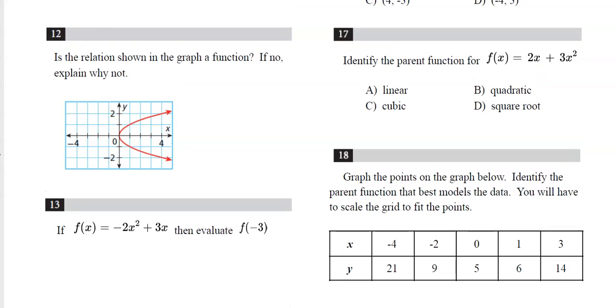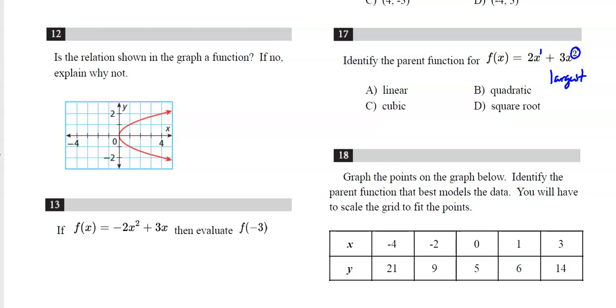Number 17, identify the parent function. So the parent function is the largest power. You go through every term. It's the largest term's power, which is right here. This is x to the first.